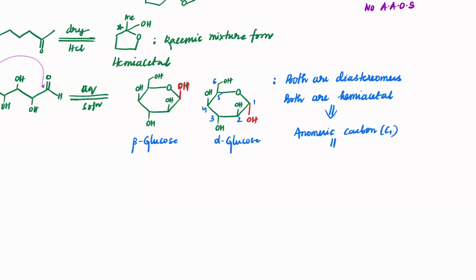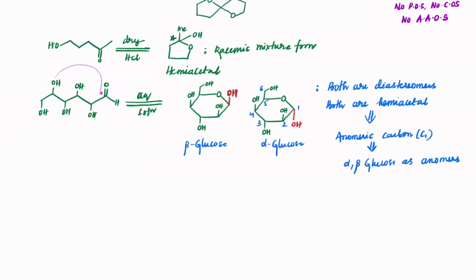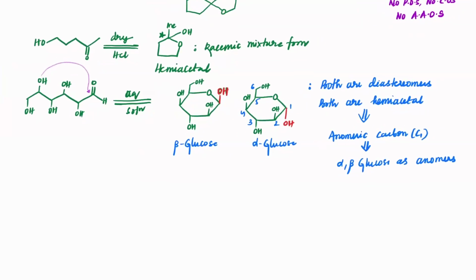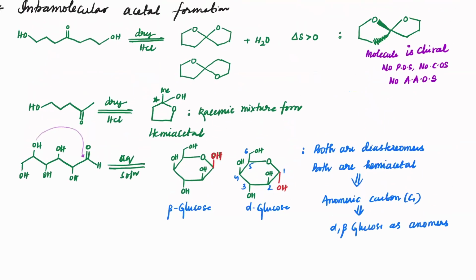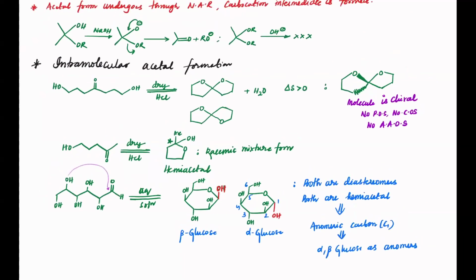C1 is the anomeric carbon, and anomeric carbons make alpha and beta glucose anomers. We call them anomers. Just like how we use the words enantiomers, diastereomers, mesomers, here we use the word anomers for these two. Clear, everybody? These are called anomers. There is a complete chapter on it. Biomolecules is all about that part only. So learn that. Clear, everybody? Please ask me if you have any doubt in this case. Check.